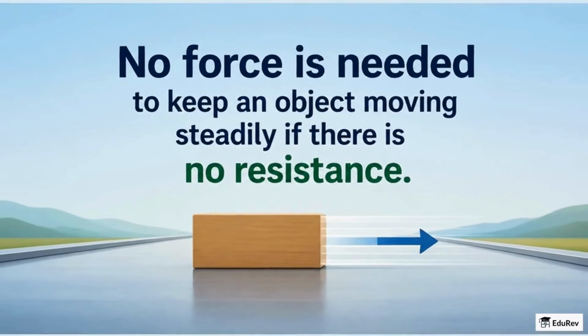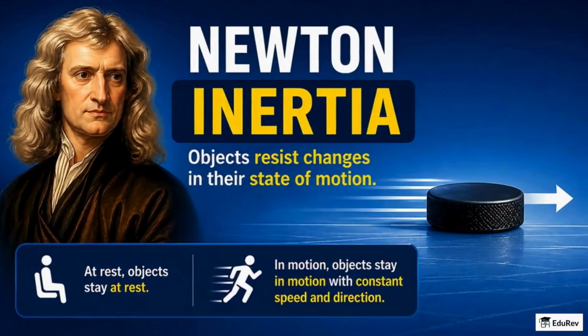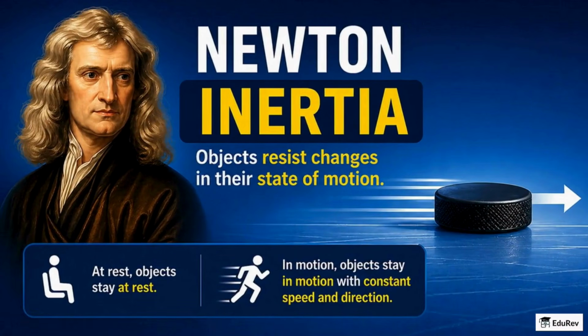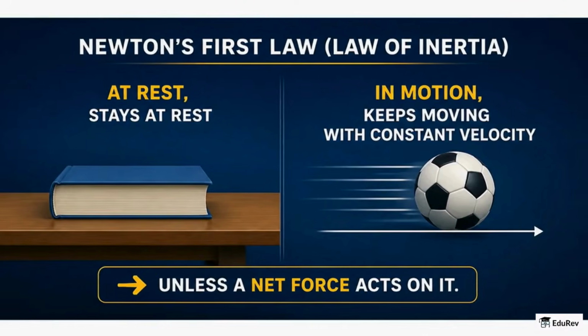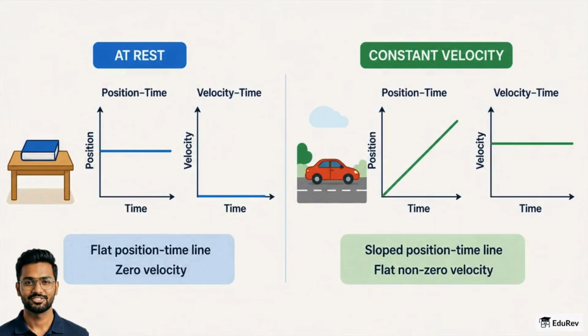Galileo told us that no force is needed to keep an object moving steadily if there is no resistance. Newton built on that and introduced inertia, the idea that objects resist changes in their motion. Newton's first law says, an object at rest stays at rest, and an object in motion keeps moving with constant velocity, unless a net force acts on it. In graphs, an object at rest has a flat position timeline and zero velocity, while constant velocity gives a sloped position timeline and a flat non-zero velocity timeline.